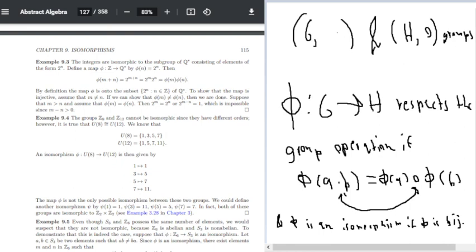To show that the map is injective, assume that m is not equal to n. If we can show that phi of m is not equal to phi of n, then we are done. Suppose that m is greater than n, and assume that phi of m equals phi of n. Then 2 to the m equals 2 to the n, or 2 to the m minus n equals 1, which is impossible since m minus n is greater than 0.